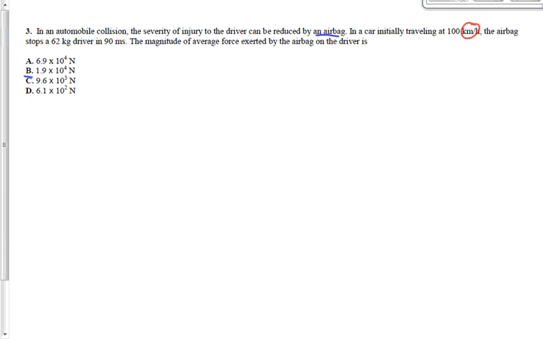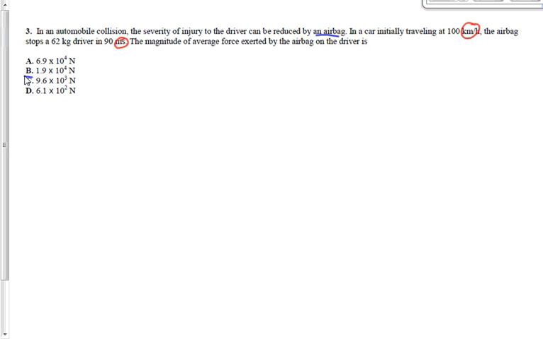Stops a 62 kilogram driver in 90 milliseconds. Same thing right there. I want to draw attention to that one as well, just so that I don't forget when I go to do my calculation. The magnitude of the average force exerted by the airbag on the driver is a what? What kind of problem is it? Probably impulse, right? Because that's what we're doing right now.